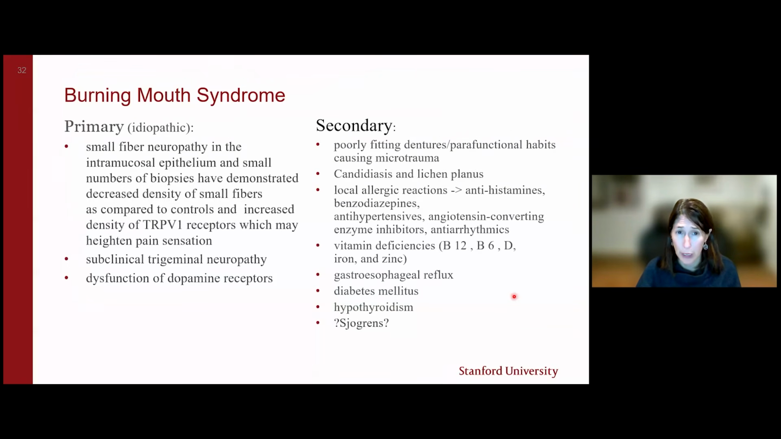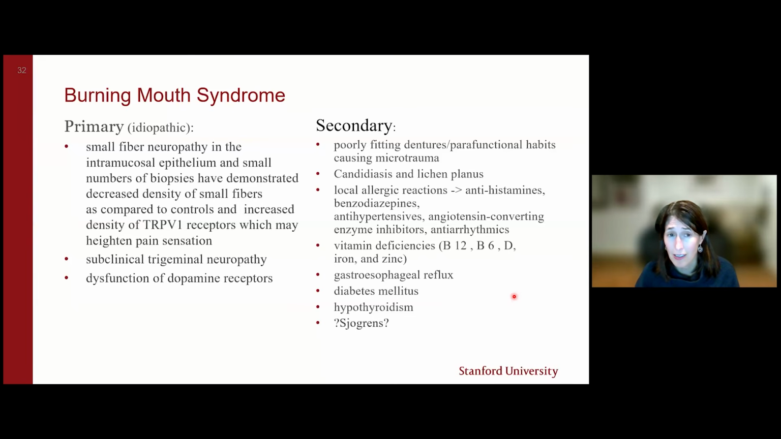But this syndrome is called burning mouth, and it's a very challenging syndrome. We think that there are different forms of it. We think that the primary form may be due to injury of small nerve fibers on the tongue, and that can heighten pain sensation. We also think that there may be some dysfunction of dopamine receptors, although that's very nascent. Maybe 1 or 2 studies that are looking at that.